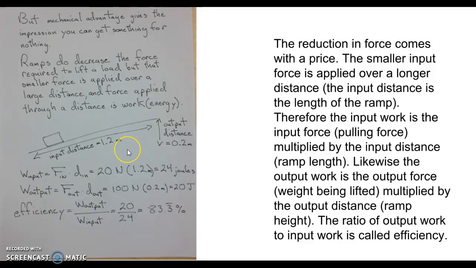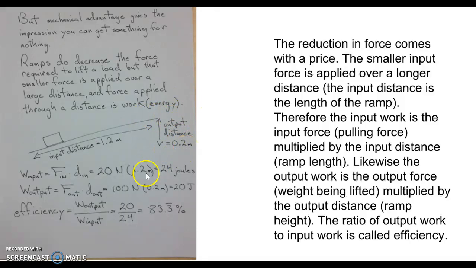And force multiplied by distance is work, a form of mechanical energy. So we're going to apply 20 newtons over 1.2 meters, and that means we do 24 joules of work as we pull this load up the ramp. Well, what do we have to show for it? Well, the load is at a higher state of potential energy. It's gone from this level up to this level.